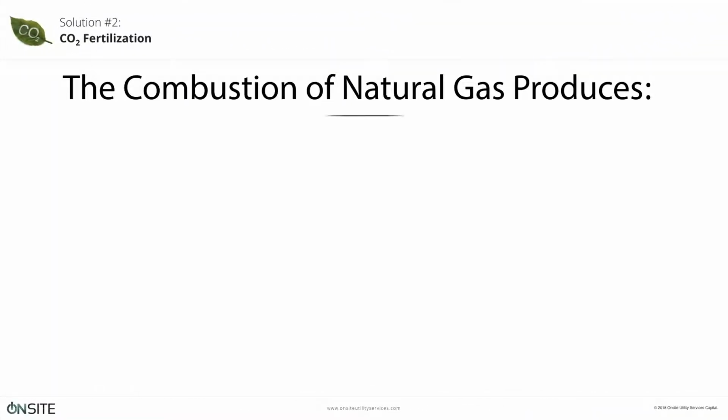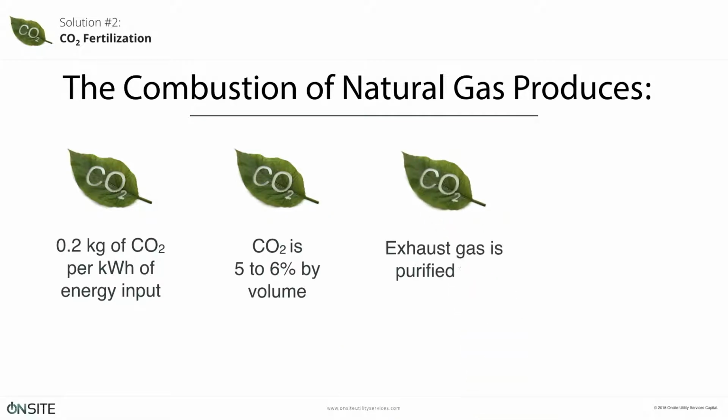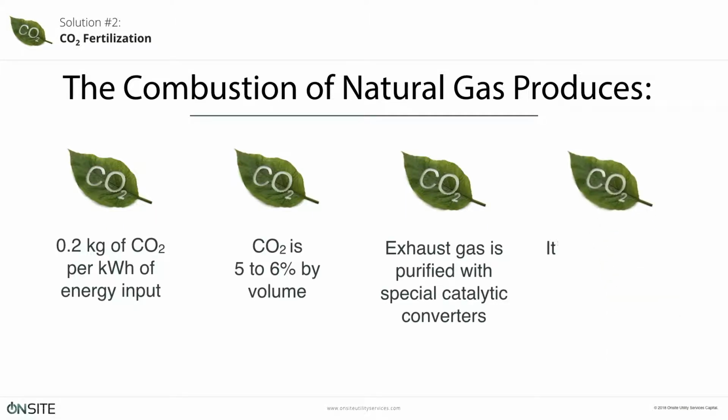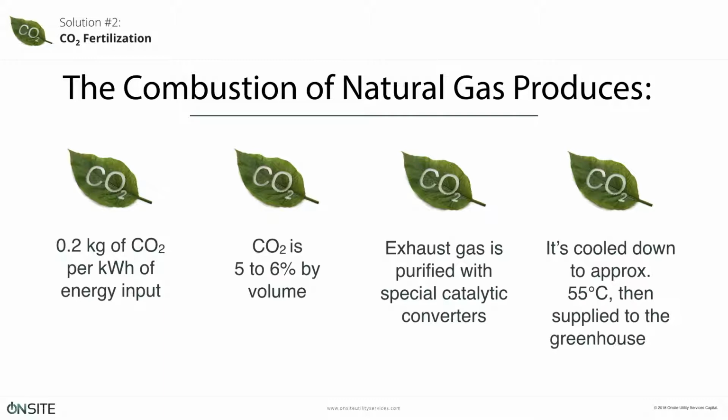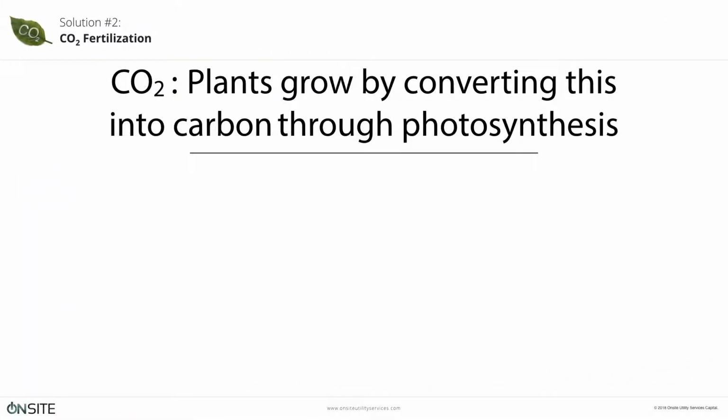The combustion of natural gas produces 0.2 kilograms of carbon dioxide per kilowatt-hour of energy input. Carbon dioxide is 5 to 6% by volume, so the exhaust gas is purified with special catalytic converters. It's cooled down to approximately 55 degrees Celsius, then supplied to the greenhouse for carbon dioxide. Plants grow by converting this into carbon through photosynthesis.